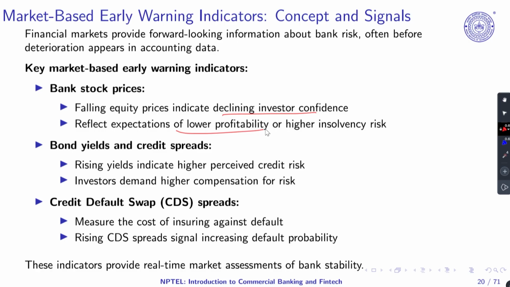Bond yields and credit spreads. If the banks are having a very awkward kind of bond yield, it means that if interest rates are rising, the bond prices are falling but the yield is increasing. So this is also one of the signals that investors demand higher compensation for risk. Credit default swap is again a market based indicator, and if it is increasing, it gives you a signal, or if the prices are falling, then it is also a good indicator.